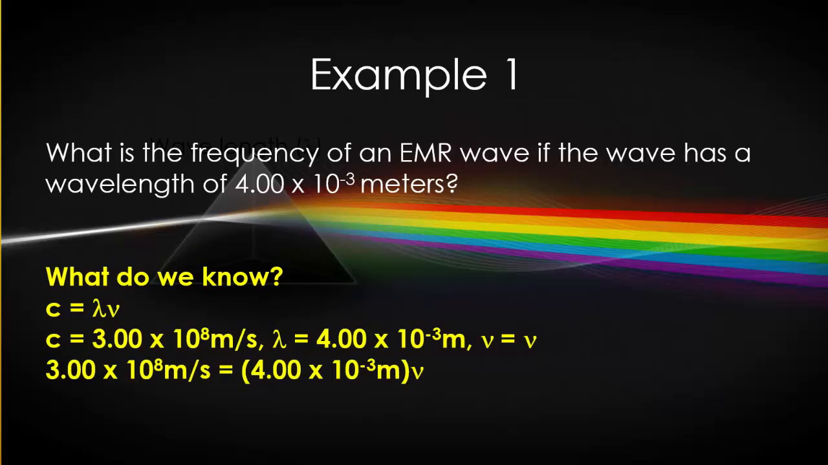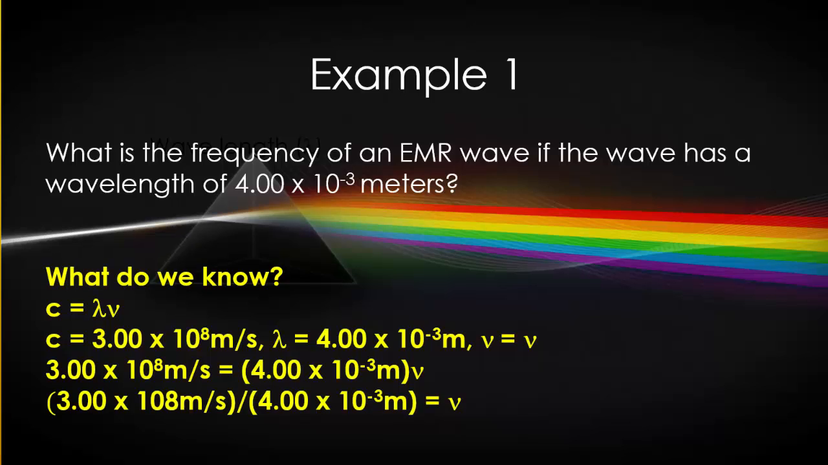So now, just set the equation up because we have two of the three variables. And now it simply becomes, as some mathematician once said, plug and chug. Divide both sides by 4 times 10 to the minus 3 meters, so that this appears from the right-hand side. This is what frequency equals. Do the math, and you get 7.50 times 10 to the 11th per second as the frequency.